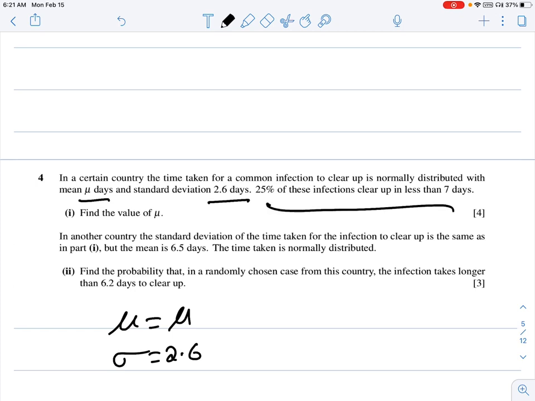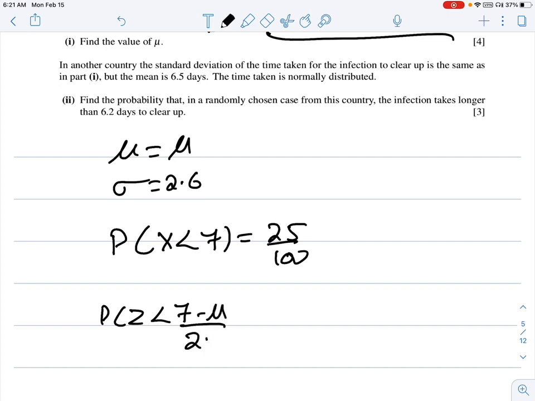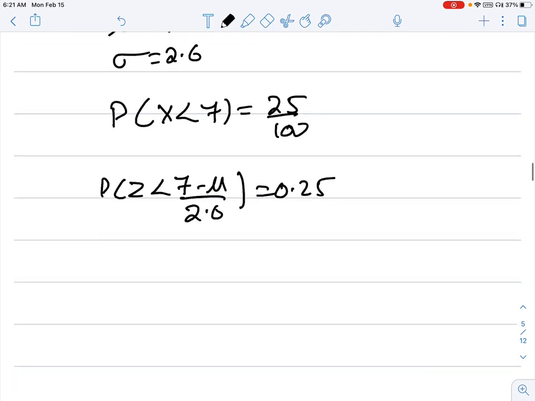25% of this infection clear up in less than 7 days. So probability of x less than 7 is 25%. Convert into z: z less than (7 minus mu) by 2.6 is equal to 0.25. 0.25 is not there in the table, so I have to subtract from 1, so 0.75.